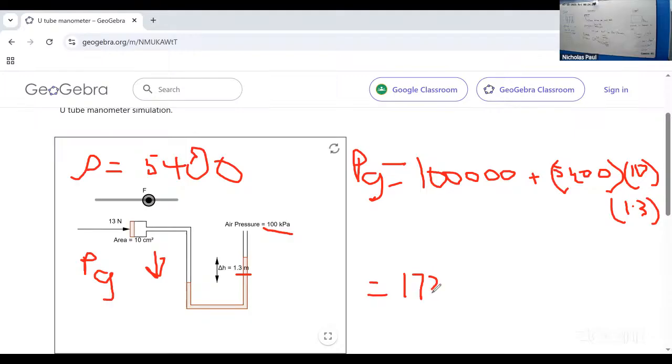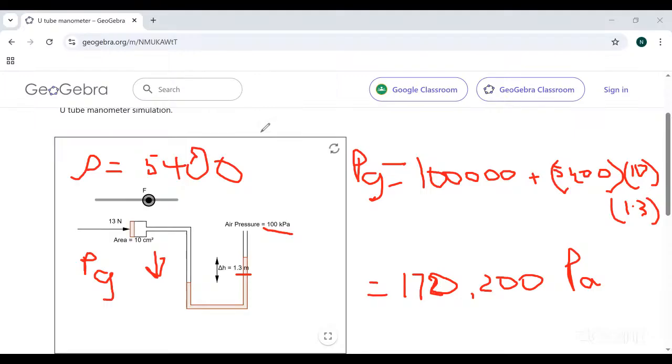One, 7, 2. 170, let me finish and do that one. 200. Everybody else get that? Pascals. Sure. You got that? Yes. Very good. So that's the way you use a U-tube manometer.